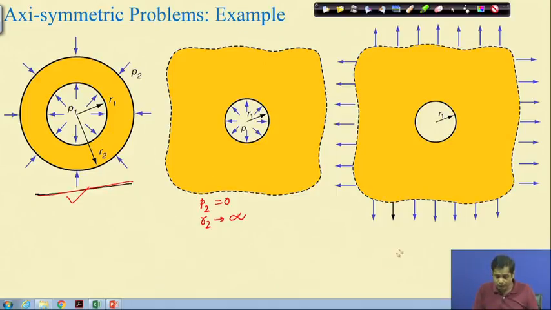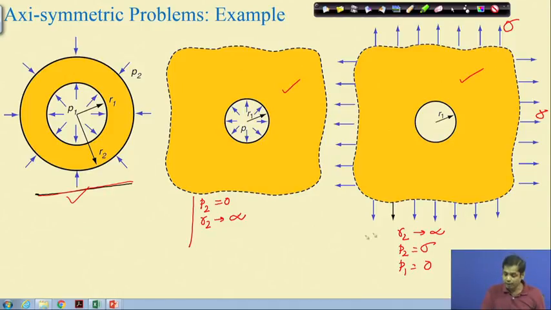In that case, R2 tends to infinity, and then P2 is equal to some value, say sigma, and P1 is equal to 0. So, if we have a problem like this, then with the solution of this problem, we can obtain the solution of this as a special case of this problem by substituting the corresponding values. So, what you can do is, you have to do one exercise.